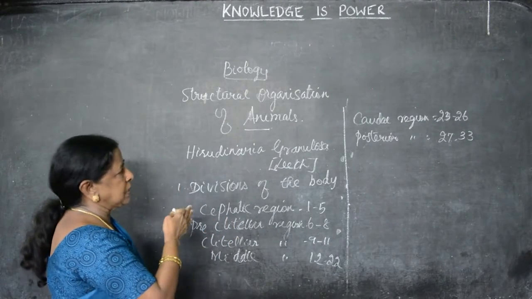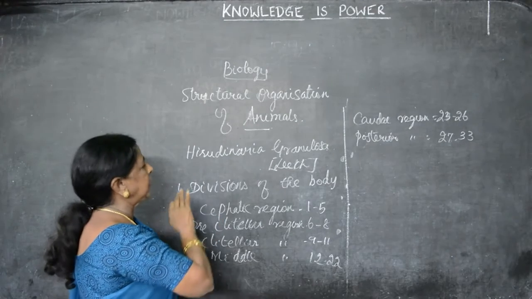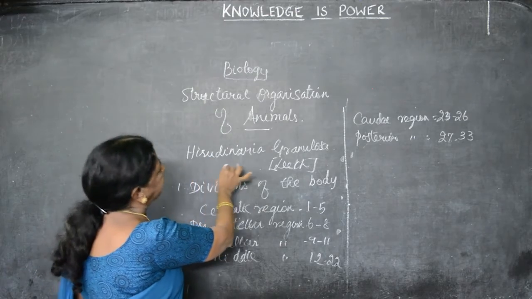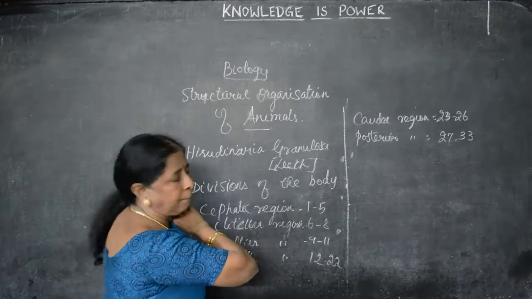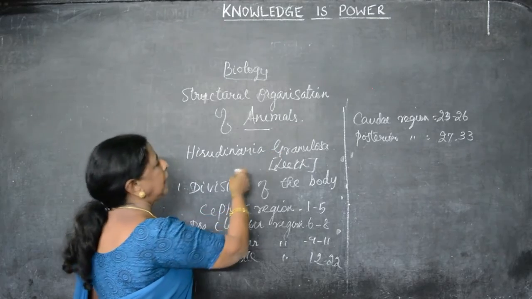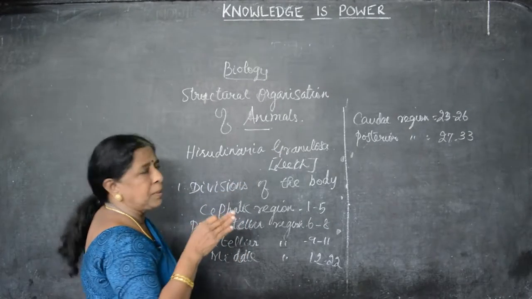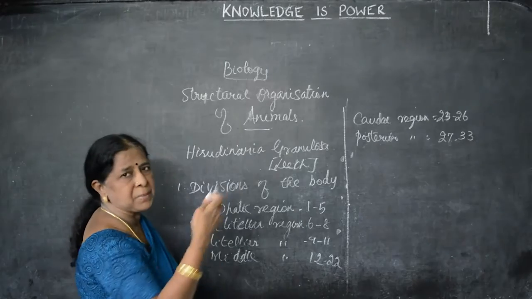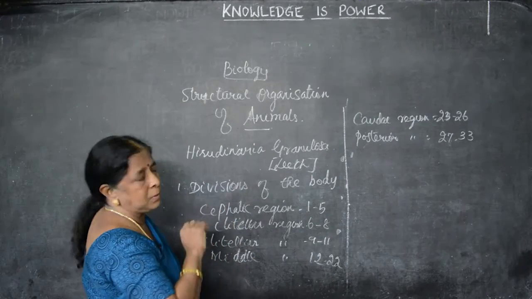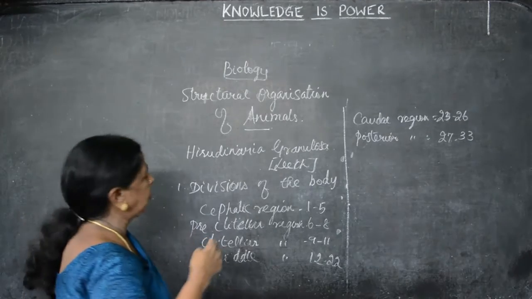Here we have to see an example of an invertebrate animal, that is leech. What is the zoological name of leech? Hirudinaria granulosa. So this is the genus name, this is the species name. It belongs to phylum Annelida. Annelida means it has segments. Inside the segments we can see the annuli. So it is known as a cold-blooded animal, and we have seen the morphology, what the parts are in that.